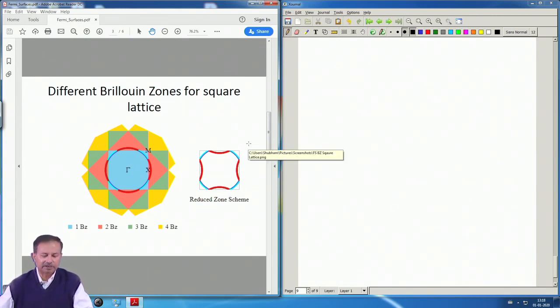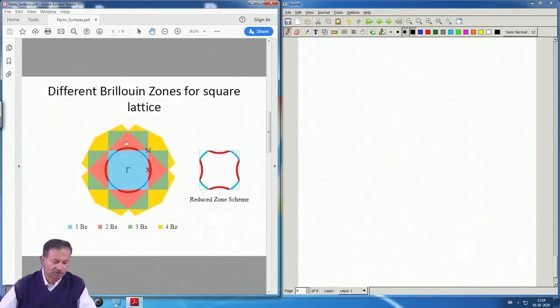Or you can draw any E versus K graph and bring it to the first Brillouin zone. So, the Fermi surface in the reduced zone scheme looks like this on the right hand side, although in the extended zone scheme it has gone beyond the first Brillouin zone and entered the second Brillouin zone.